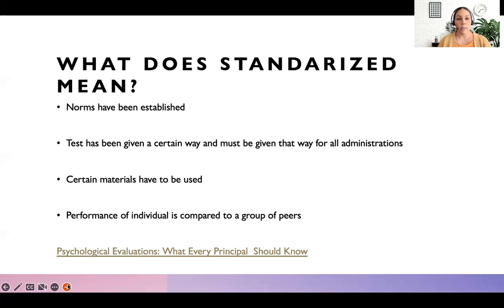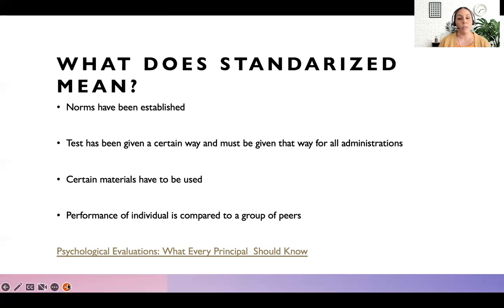Another thing about standardized tests is these tests have to be given a certain way, okay? And that is so important because when these tests were established, in other words, when that norming happened, when all the kids across the United States that were part of the samples were brought in for testing, the testing was given a certain way. And so this is part of standardization.